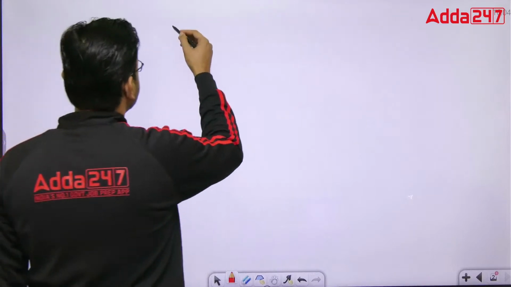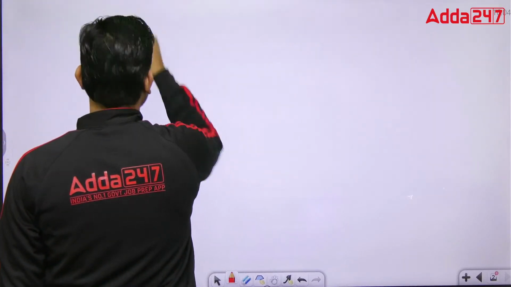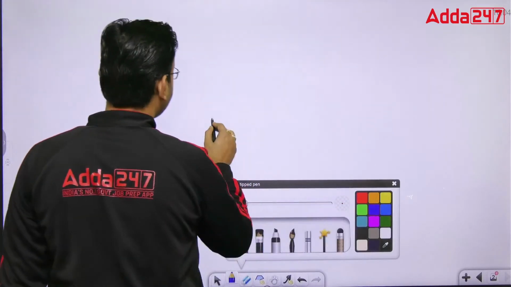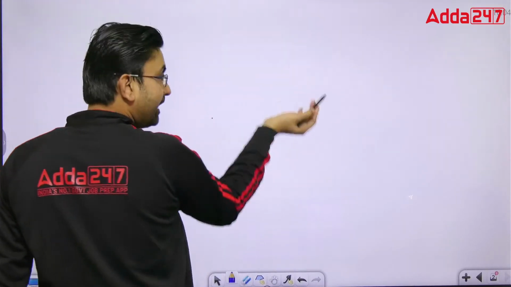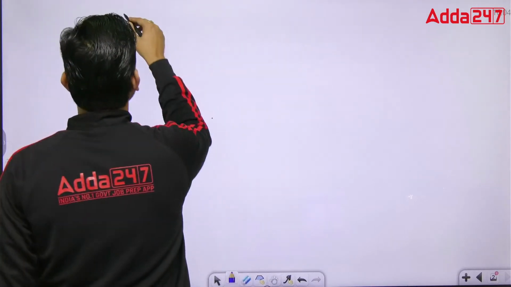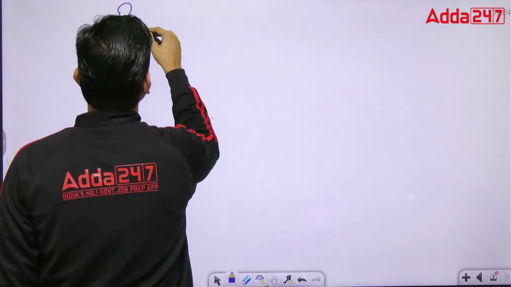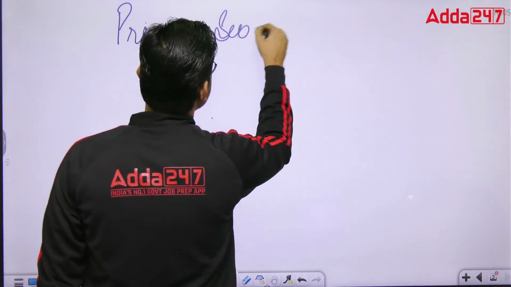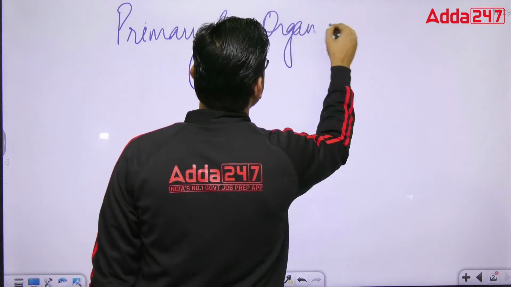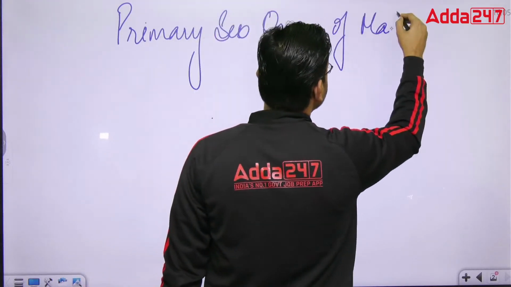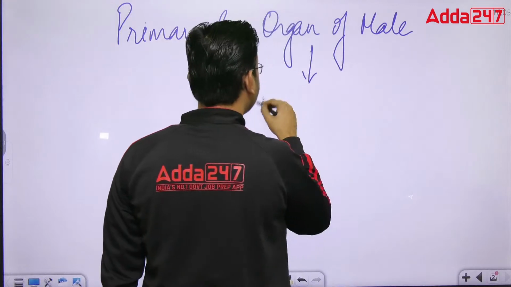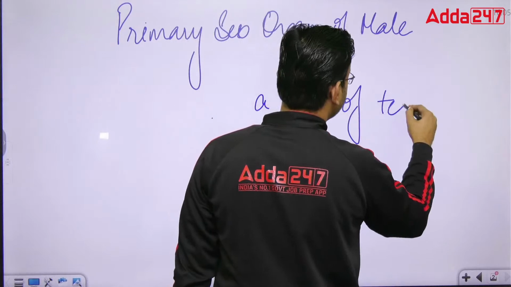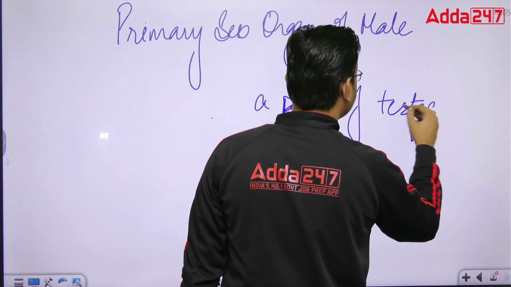So first of all, when we are discussing a male gamete, that means it will be produced by a primary sex organ of male. So the primary sex organ of male is a pair of testes, right?